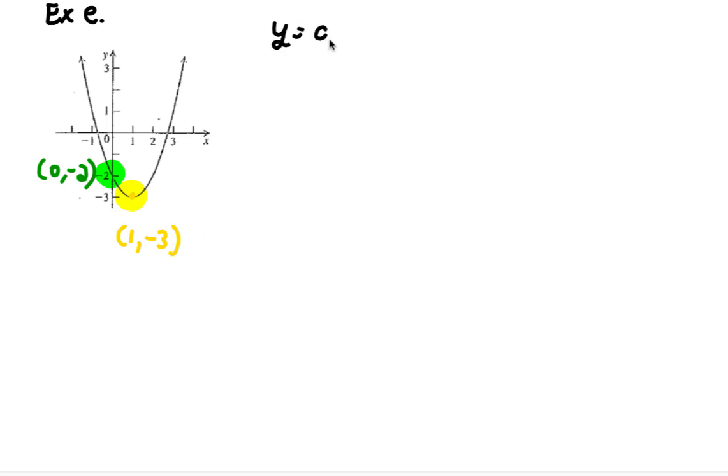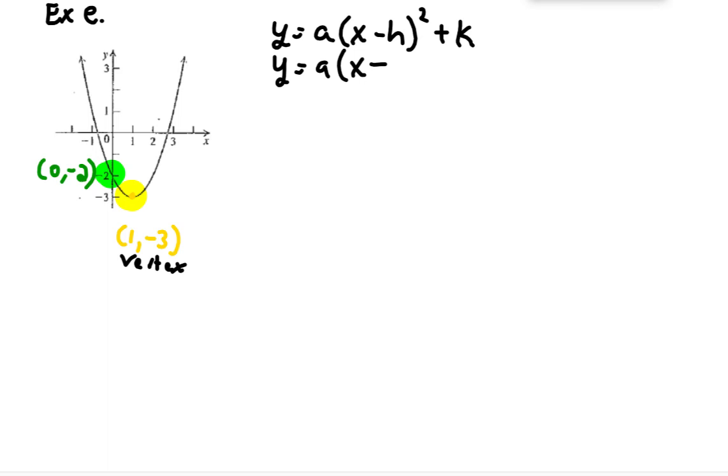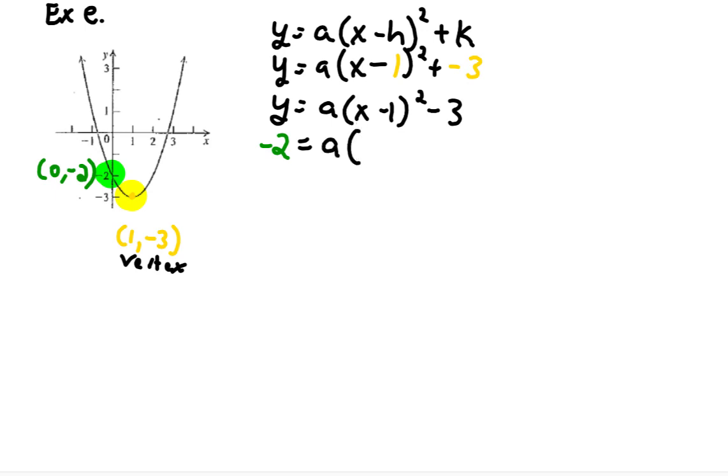So that means I'm going to use the vertex form of the equation. And I'm going to start by plugging in my x of my vertex in place of h. So that's going to be x minus 1, h is 1. And then plus k, k is the y value of my vertex, which is -3. Simplifying that down, we get y equals a parentheses x minus 1 quantity squared minus 3. Then I'm going to take my one additional point and replace y with -2, x with 0 in this case. And then we're going to simplify this down and solve for a.